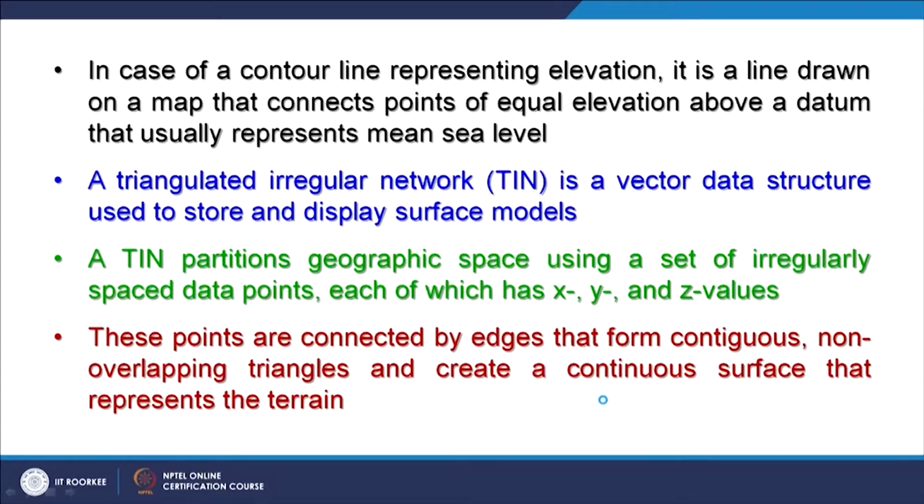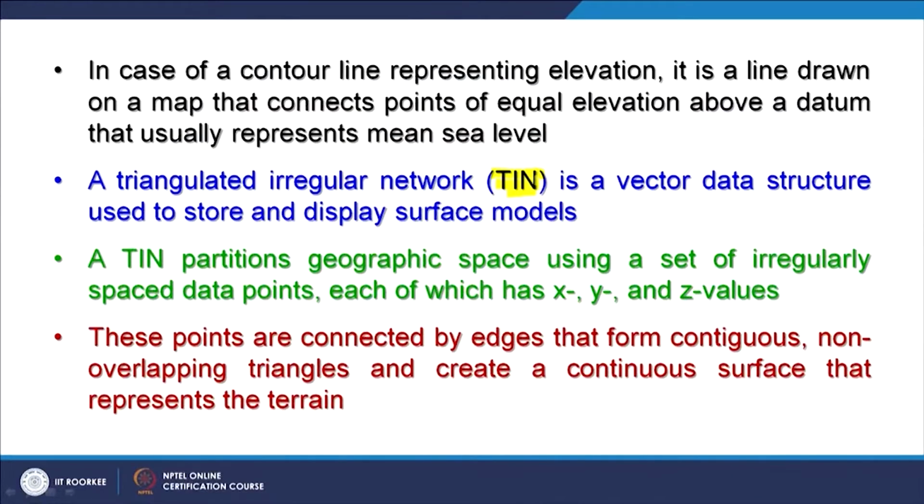And in case of contour representing elevation, which is typical in a digital elevation model, it is a line drawn on a map that connects points of equal elevation above a datum, that usually represents above mean sea level. But this is only true in the case of a digital elevation model. If I am creating a surface for rainfall or for some other concentration of elements in water or soil, then this above mean sea level issue will not come.